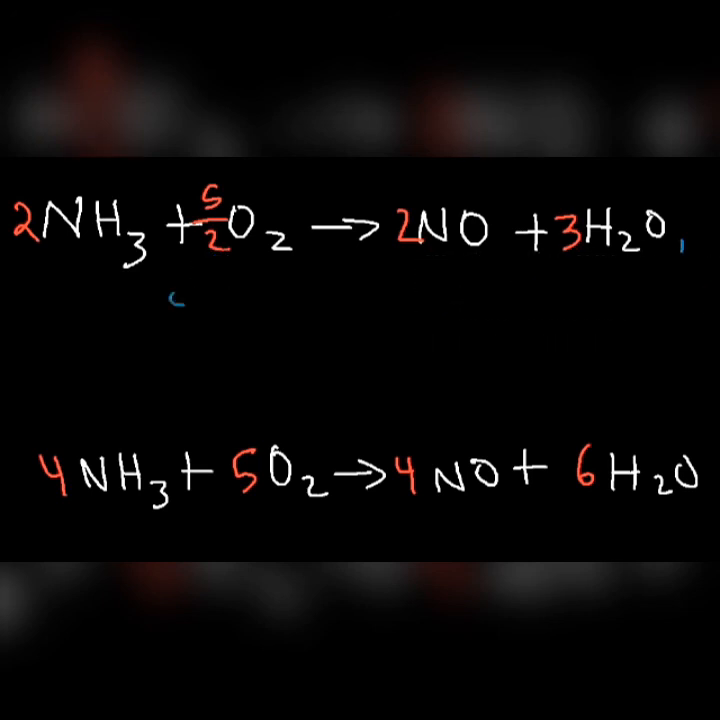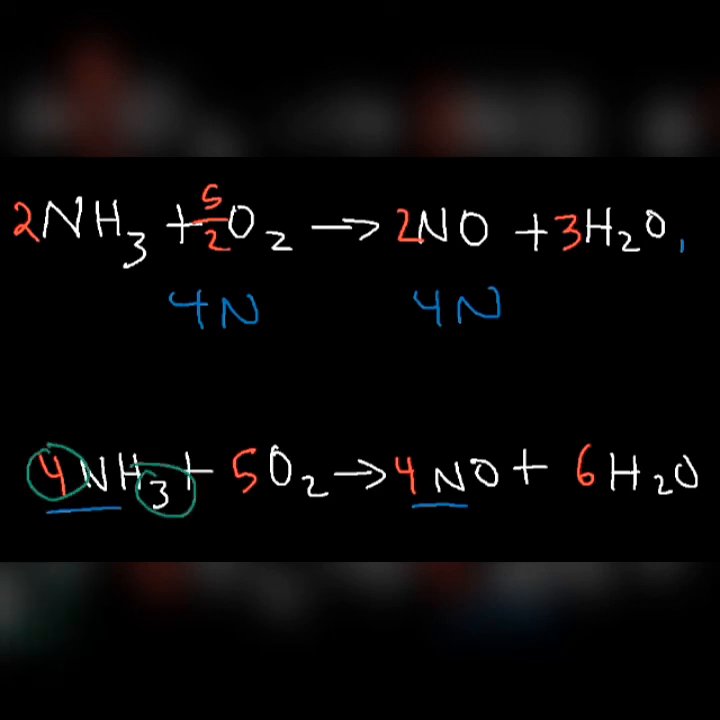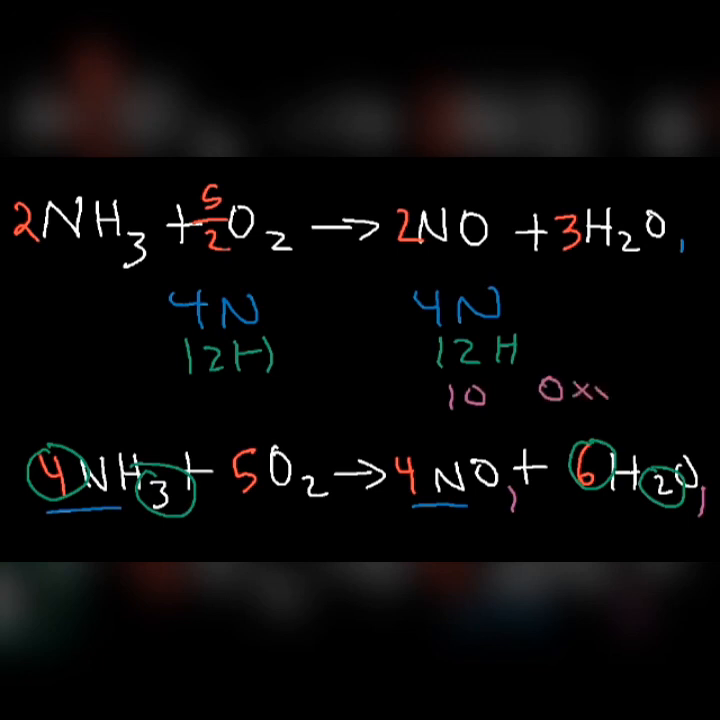So if we check our work, we can see that we have 4 nitrogen atoms on both sides. Here we have 4 times 3, which is 12. 6 times 2 is 12. So we have 12 hydrogen atoms on each side. Here this is 4 times 1, that's 4. 6 times 1 is 6. So we have a total of 10 oxygen atoms on the right side. 5 and 2 is also 10. So everything is balanced.